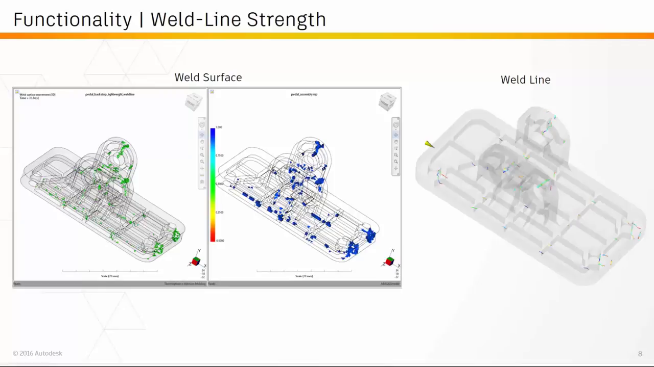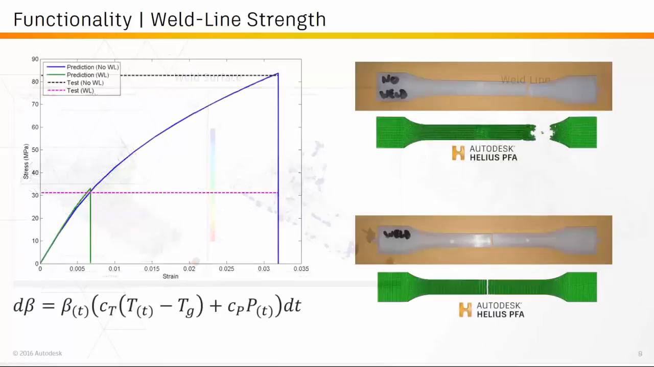So you can now run a MoldFlow simulation and map the 3D weld surface locations after movement to the structural mesh so that we can accurately capture where those weld surfaces have moved to. In addition to allowing the mapping of the 3D weld surface, we have also developed a weld line strength prediction formulation within Helius PFA. This prediction and the mathematical model is shown on the bottom of the screen.